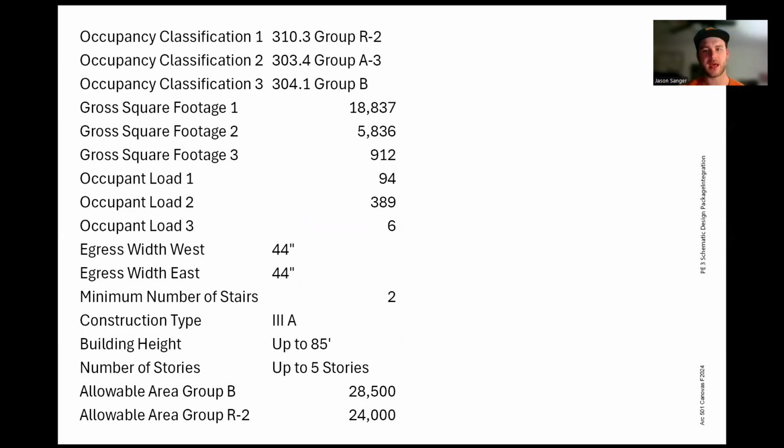And then here, finally, we have a table showing different occupancy classifications, gross square footage of each of them, the occupant load, which is calculated based on the square footage, the minimum width of egress stairwells, the minimum number of stairs from each unit, the construction type, building height, number of stories, maximum number of stories, and the allowable area for Group B and Group R2.